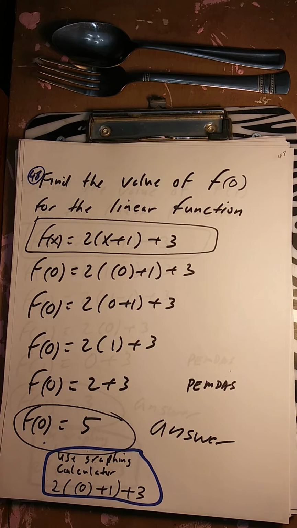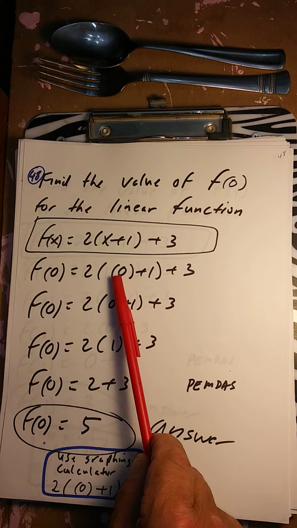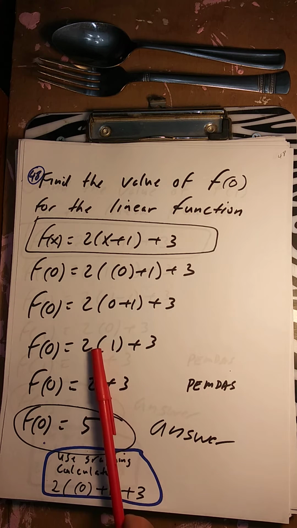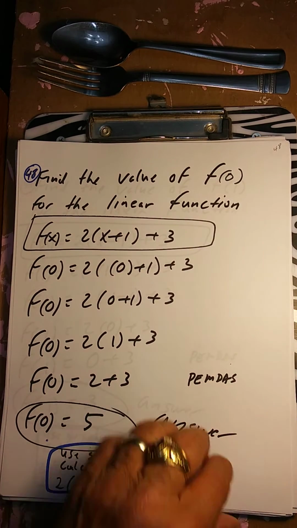Find the value of f of 0 for the linear function. There it is. So put the 0 in there for the x. So 0, take parentheses off. So 0 plus 1 is 1. Multiplication, addition, you've got to do multiplication first. So 2 times 1 is 2. Add 3 is 5.